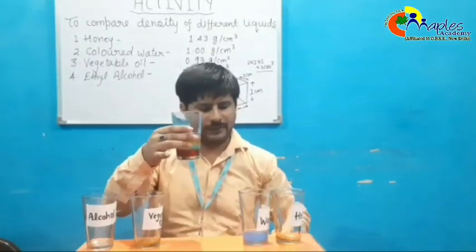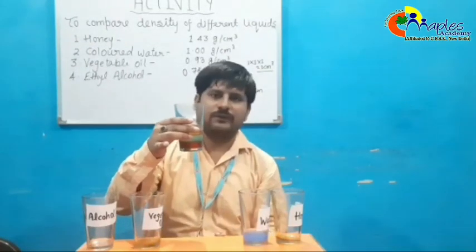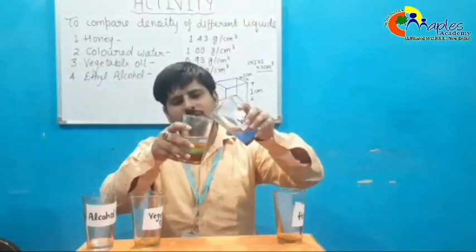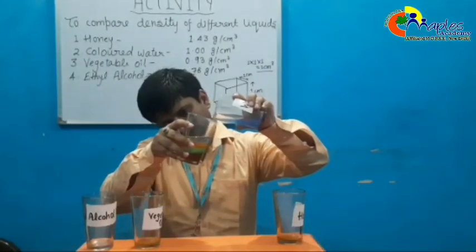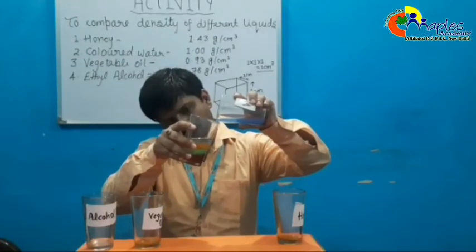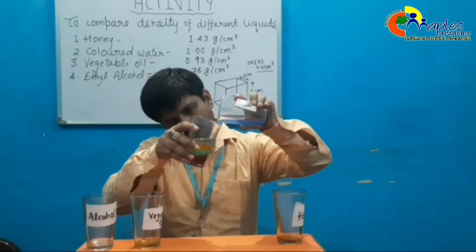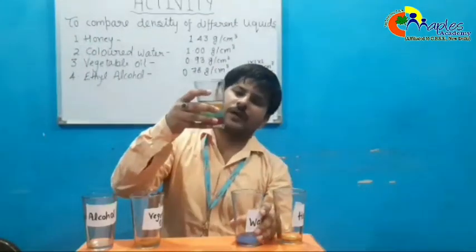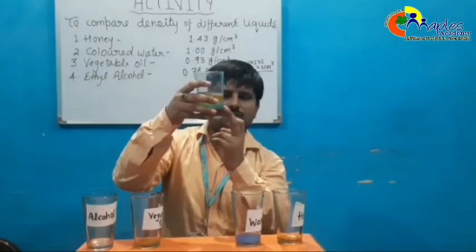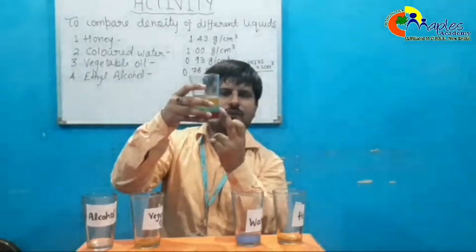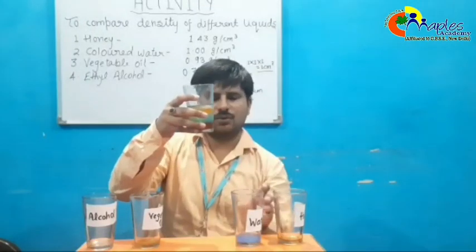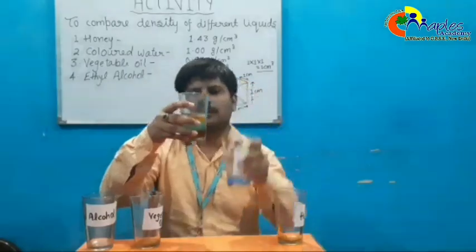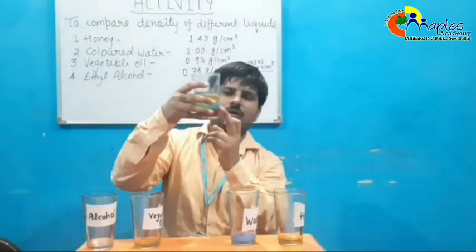Now we will do one more thing and we will add some colored water in it and we will see whether that colored water will go to this layer or not. So now let us put some colored water in it. You can see I have put some colored water and that colored water goes to that layer. If I add some more colored water, it will go to its original layer, that is the second layer.